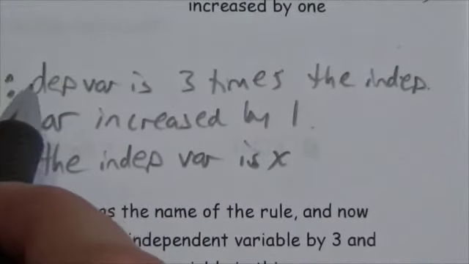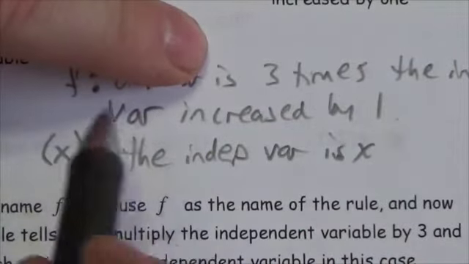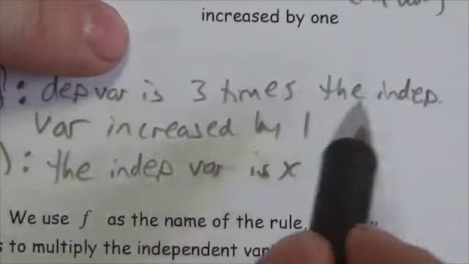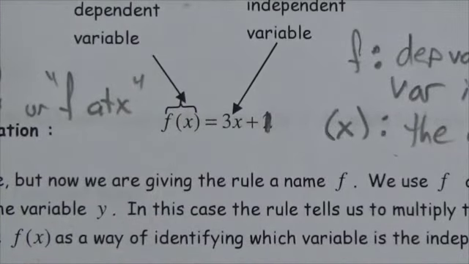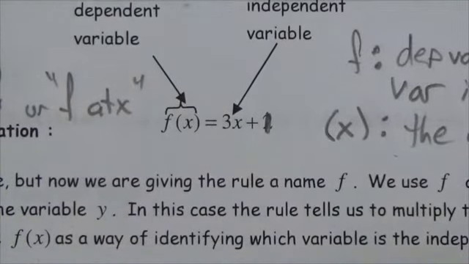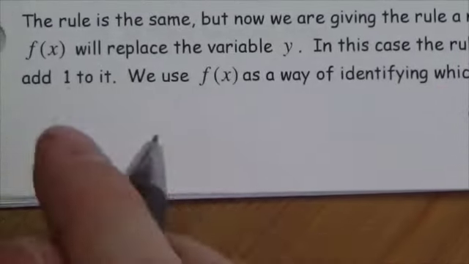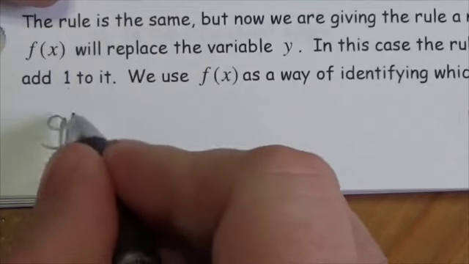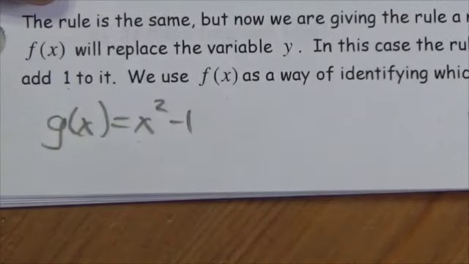So here, the dependent variable is 3 times the independent variable, x, plus 1, or 3x plus 1. That's what this notation means. Now, the beauty of this is, let's say I had a different function altogether. Let's say down here, just because I needed some space, I now had g of x equal to x squared minus 1.